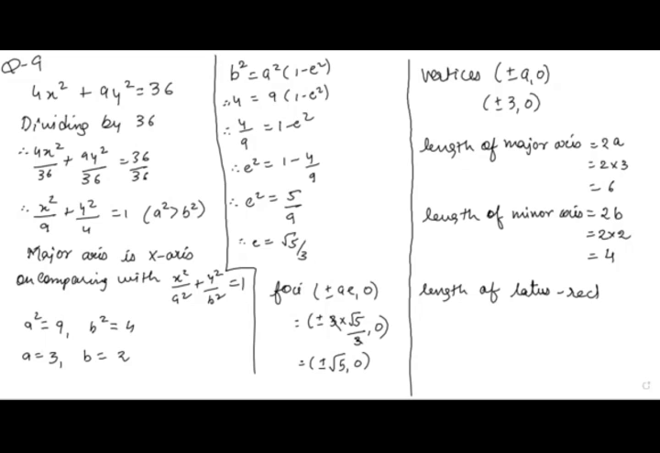And the length of latus rectum here will be 2b square by a. 2 into b square is 4, whereas the value of a is 3, so it will be 8 by 3.